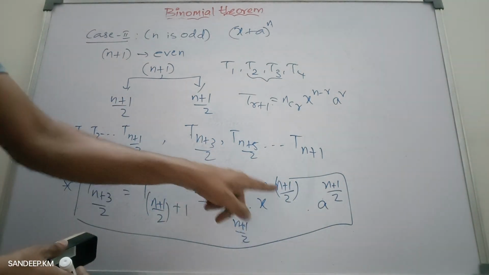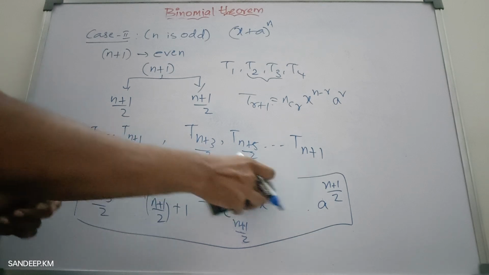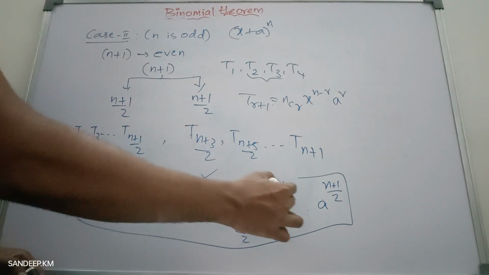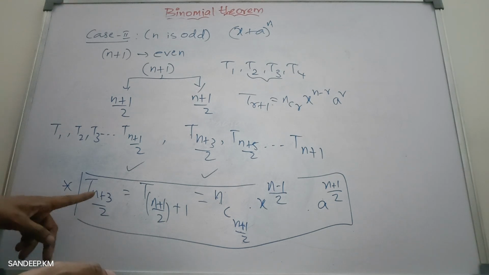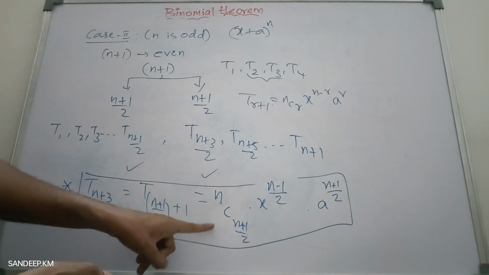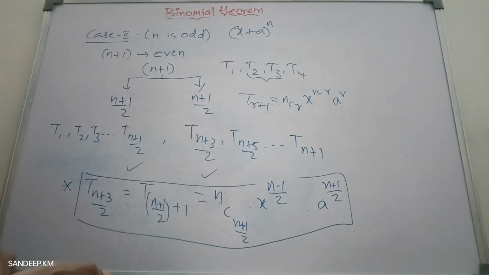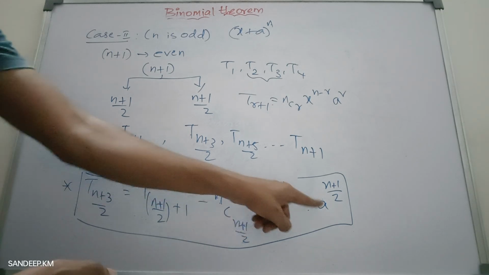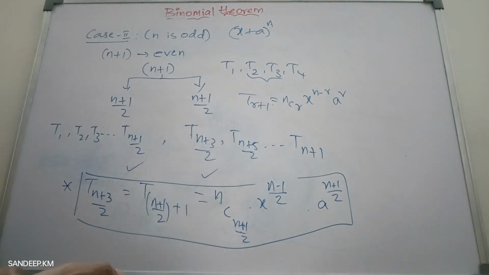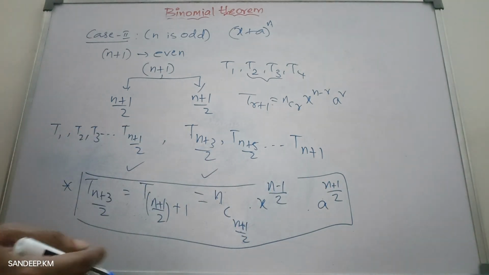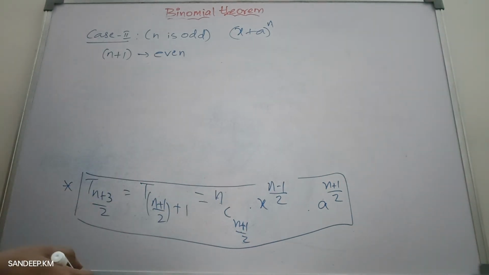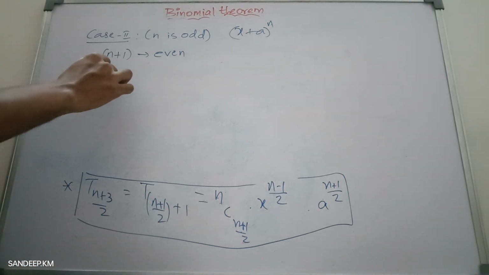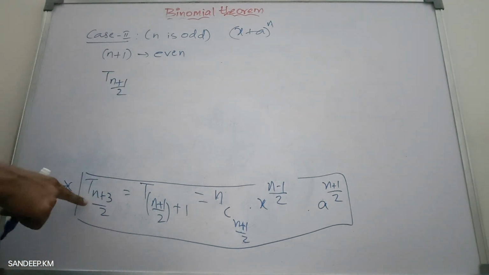And then if you simplify this, what you will get? x power (n-1)/2 into a power (n+1)/2. Therefore, the second middle term is given by nC(n+1)/2 into x power (n-1)/2 into a power (n+1)/2. So therefore, dear students, there are two middle terms. If the index is odd, who are the two middle terms? T(n+1)/2 and T(n+3)/2.